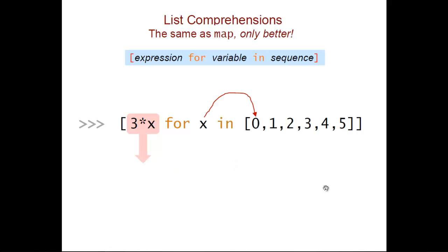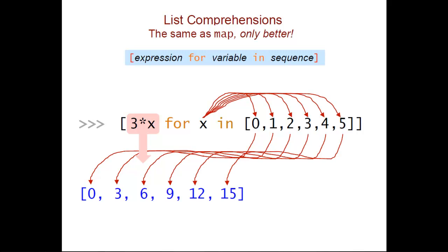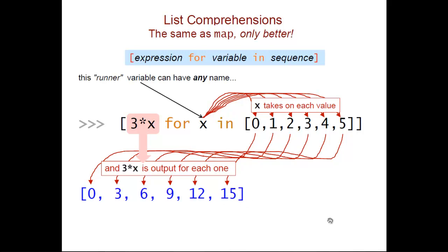So when x is 0, we're going to output 3 times 0, or 0, and that's the first element in the result list. When x is 1, we output 3 times 1, and we do this for each of the values in the original sequence. And so that gives us a new sequence in which each value from the original sequence has been tripled. Now, the name of that variable sometimes is called a runner variable because it's running down the sequence. It doesn't have to be called x. We can use any reasonable variable name for that runner variable.